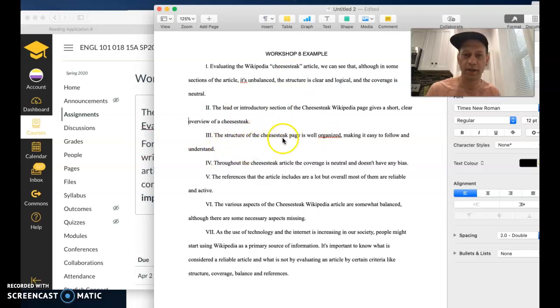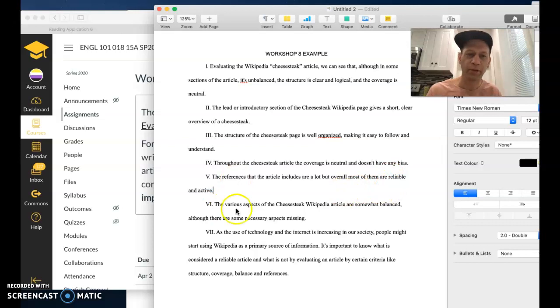Good judgment of structure. Then it says, throughout the cheesesteak article, the coverage is neutral and doesn't have any bias. Excellent. Another great topic sentence about if the article is neutral or not. And then the references that the article includes are a lot, or you could say there are many references, but overall most of them are reliable and active. Excellent. I mean, this is the important judgment right here, right?